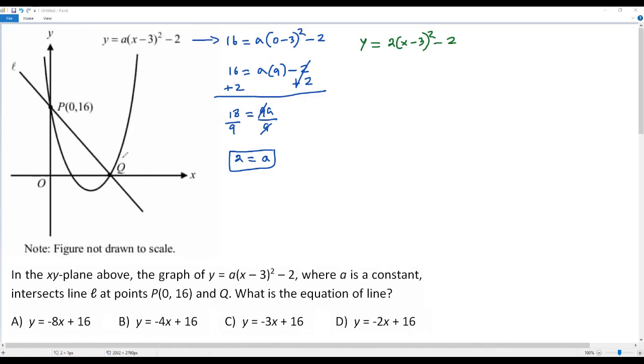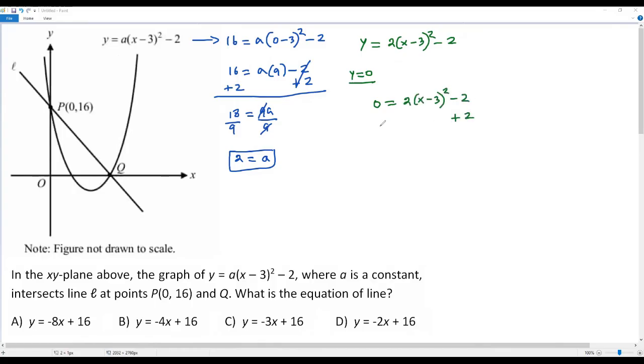Our aim is to get the point Q, which is the x-intercept of the parabola and line both. Now to get the point Q, that is the x-intercept, we have to plug in y equals 0 into the equation of the parabola, because at the x-intercept, the y-coordinate is always 0. Now let me plug in y equals 0 to get the x-coordinate of this point Q. Then we get 0 equals 2 times (x minus 3) the whole squared minus 2.